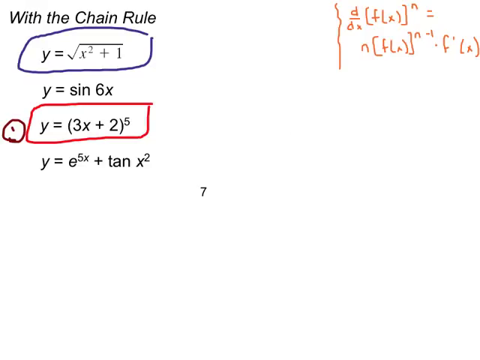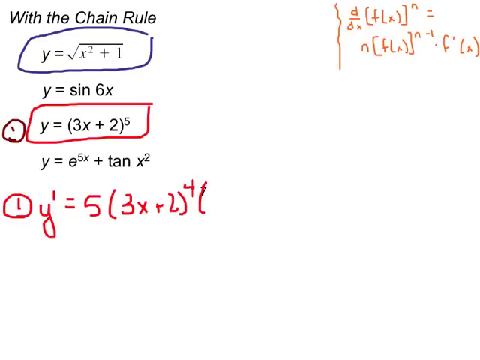Okay, so for the first one, it's clear what your exponent is. So your y prime, or dy dx, is going to be, we're going to bring the exponent down. Then our quantity is going to be raised to the 1 less power. And then we're going to multiply by the derivative of the quantity. So, what is that? 5 times 3, 15 times 3x plus 2 quantity to the 4th.